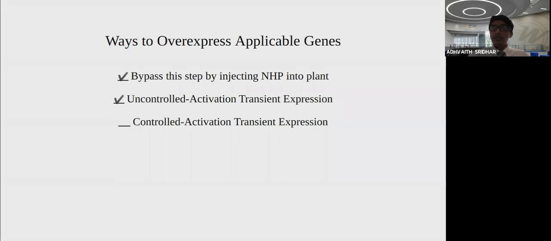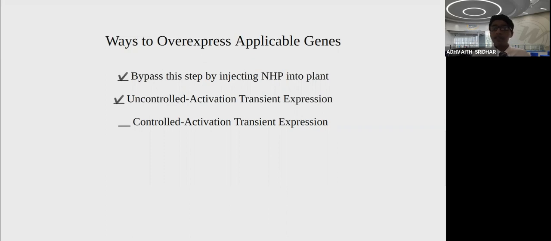In controlled activation, however, researchers would put the edited gene into the plant. And instead of the edited gene being expressed instantaneously, it waits until an external stimulus activated by the researchers actually starts the expression of that gene. And this has not been done in this particular scenario, which leaves a gap in the field that my project will aim to address.